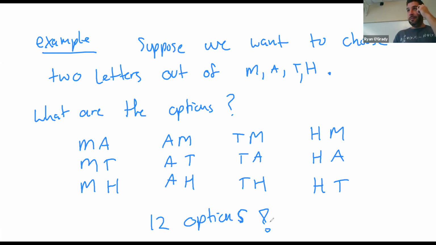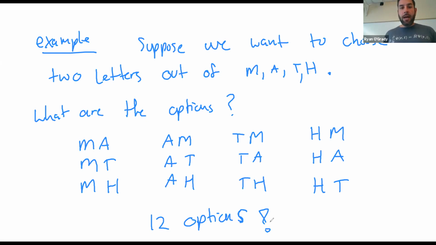We didn't even talk about combinations yet, but hopefully this will help clarify it. So this is the permutation. We're calling these permutations because this is an ordered list. Each one of these 12 has an order.